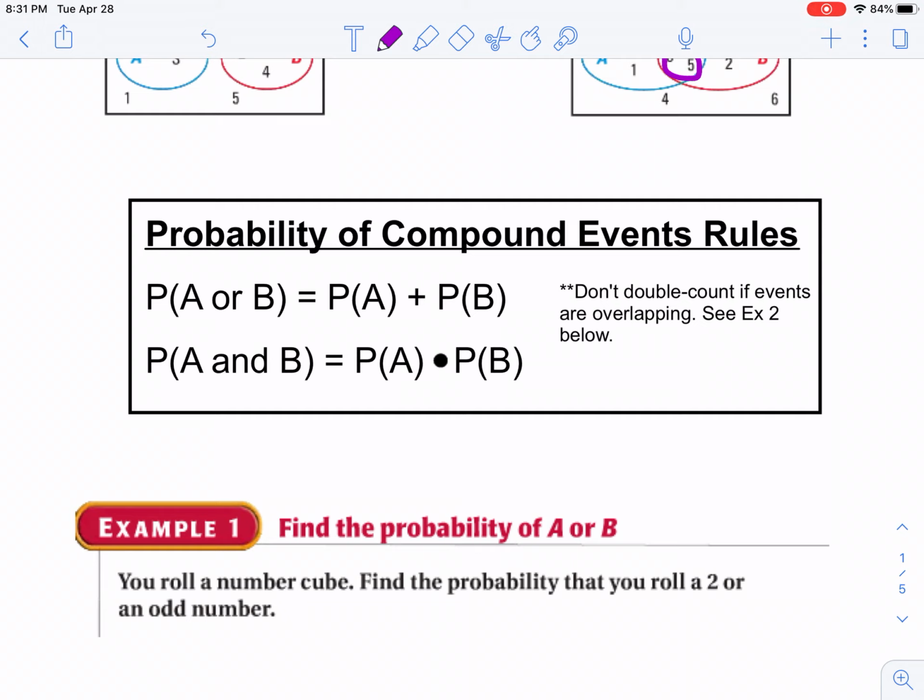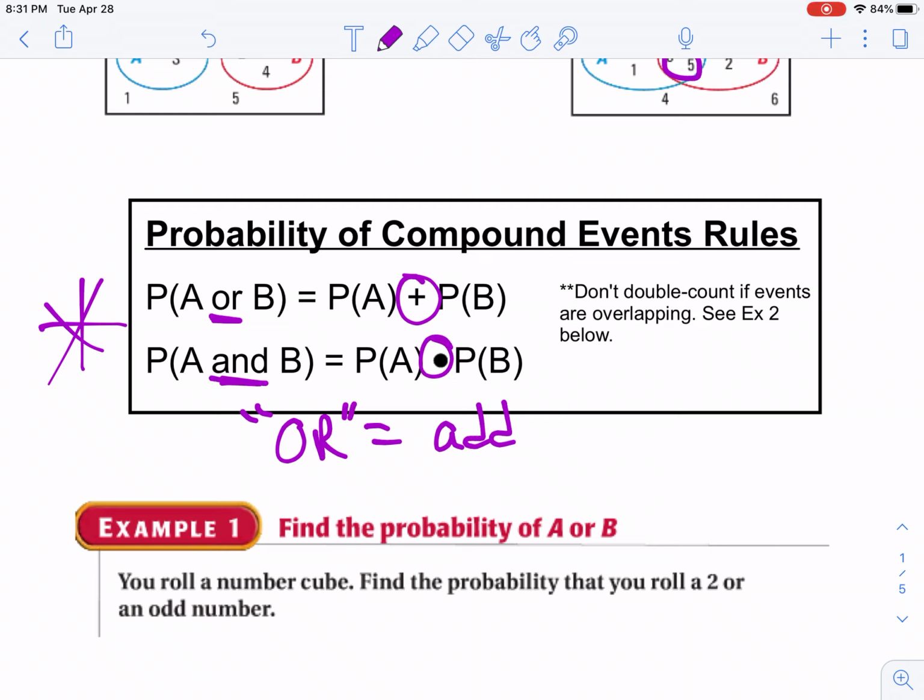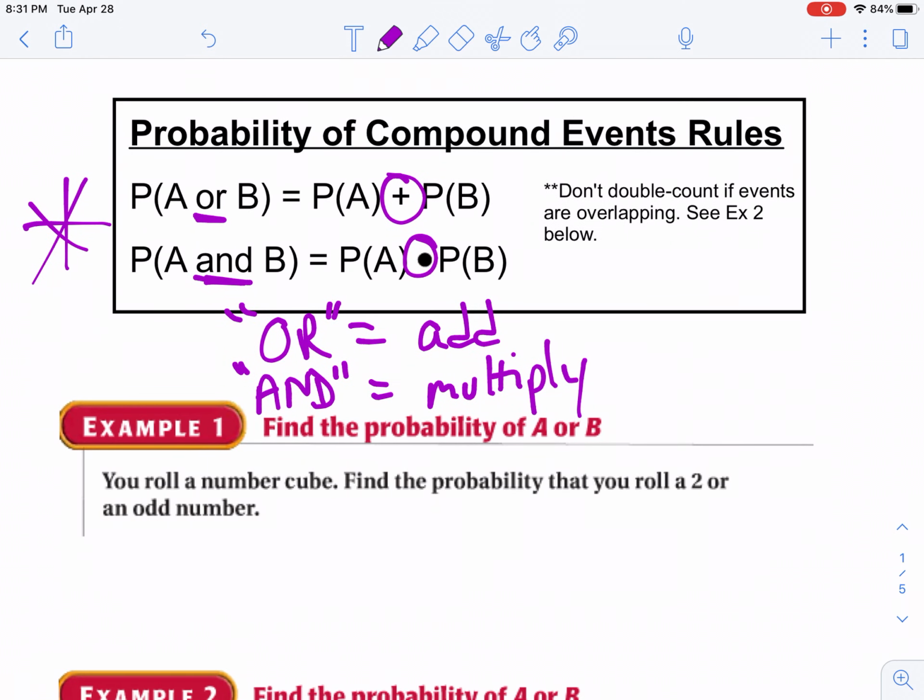So here are the two rules, and these should be memorized. If you ever see the word or, you are adding the probabilities. Or means add. If you ever see the word and, you are multiplying the probabilities. All right, those are the two rules that you need to remember. If you see the word or, you add the probabilities. If you see the word and, you multiply the probabilities.